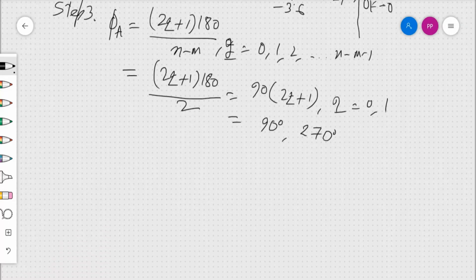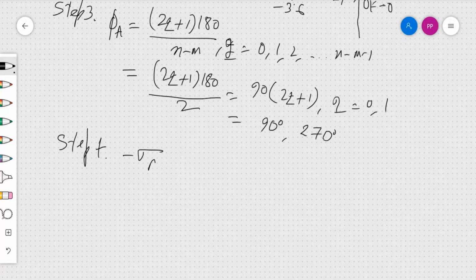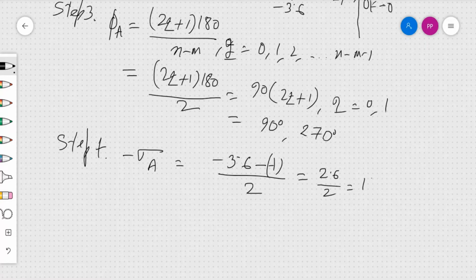So step 4, minus sigma a is equal to sum of the poles. So the sum of the poles is 0, 0 and minus 3.6, minus the sum of the zeros, minus of minus 1, divided by n minus m, which is 2. So this is 2.6 by 2, this is 1.3. So there should be a minus sign in front of it. So this is the centroid.